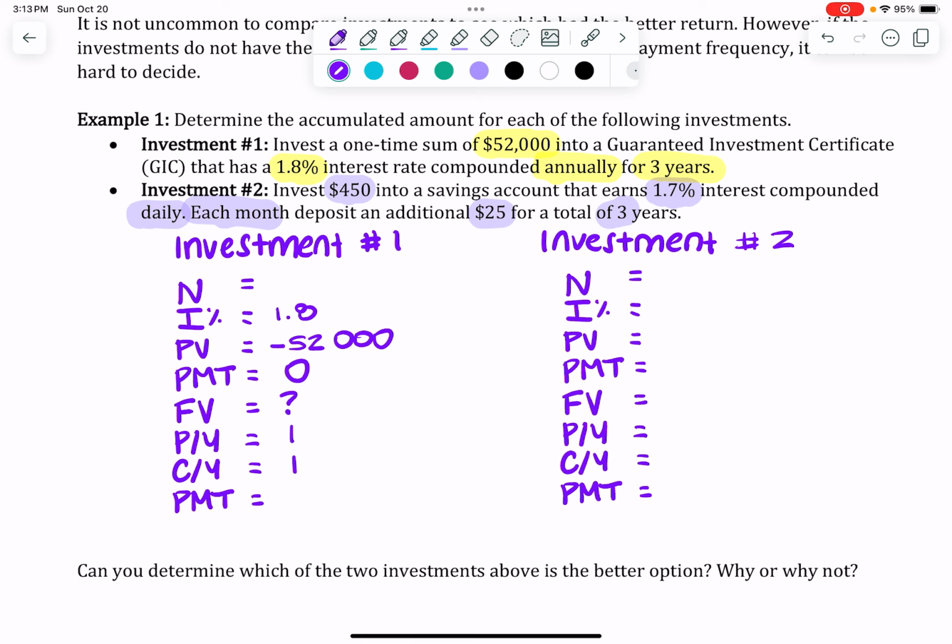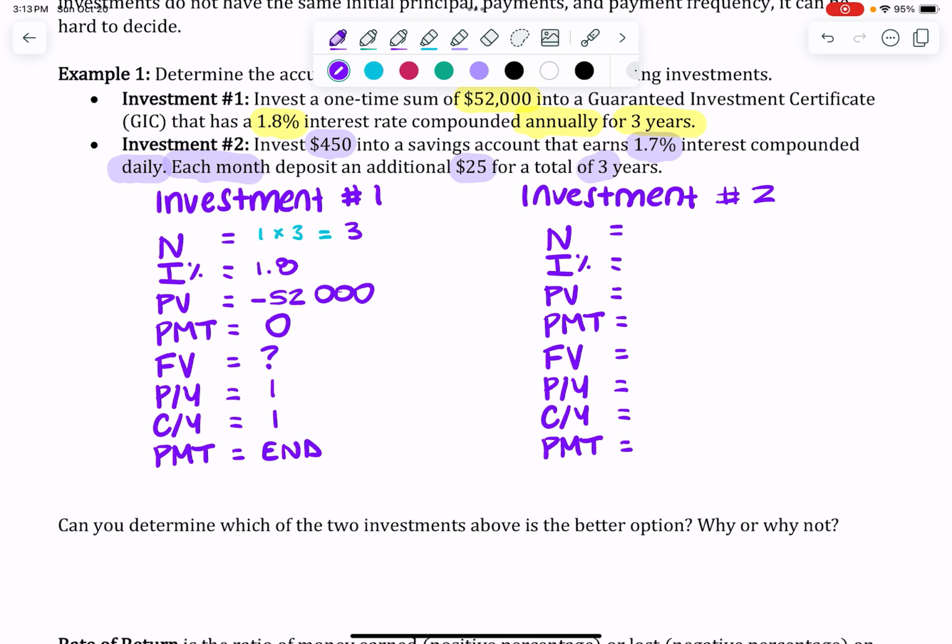My future value is what I'm looking for. This PMT is end. It wouldn't make a difference if it was beginning in this case because I'm not making payments anyways. And then my N, I take my PY, which is 1, and my number of years, which is 3, and multiply them to get 3. Now this should be straightforward to us at this point in time. We should feel fairly confident in figuring out where those values go and plugging them in. And when we do so, we should get an FV, a future value, of $54,858.85.